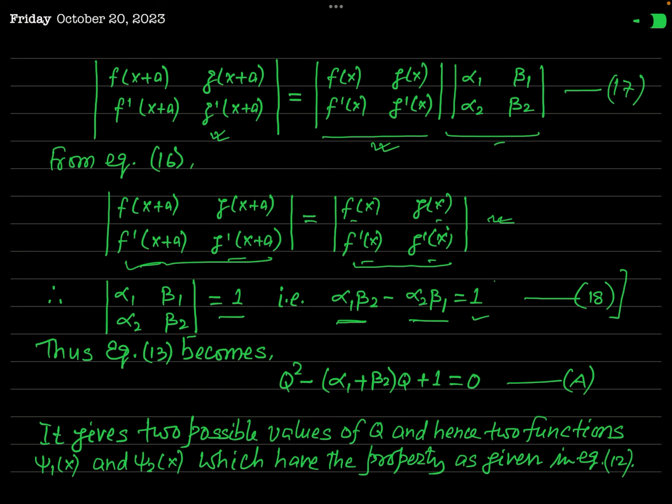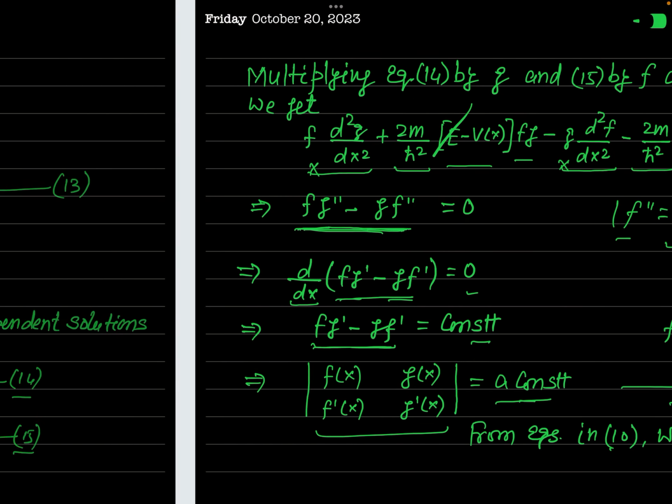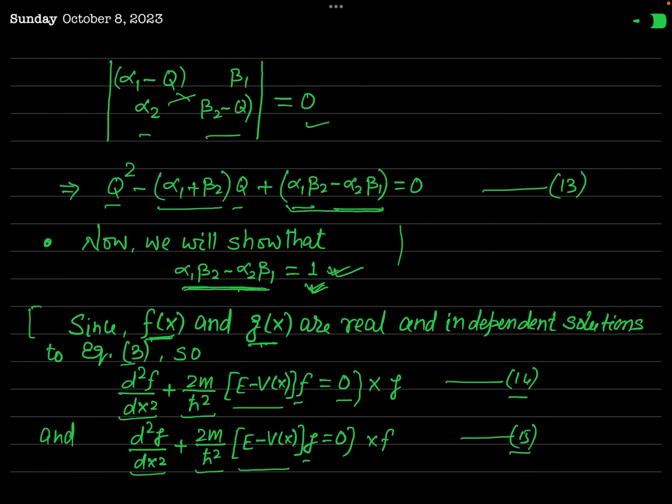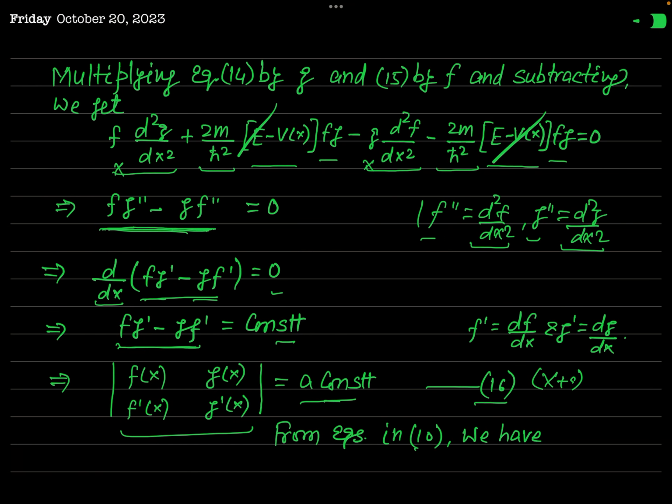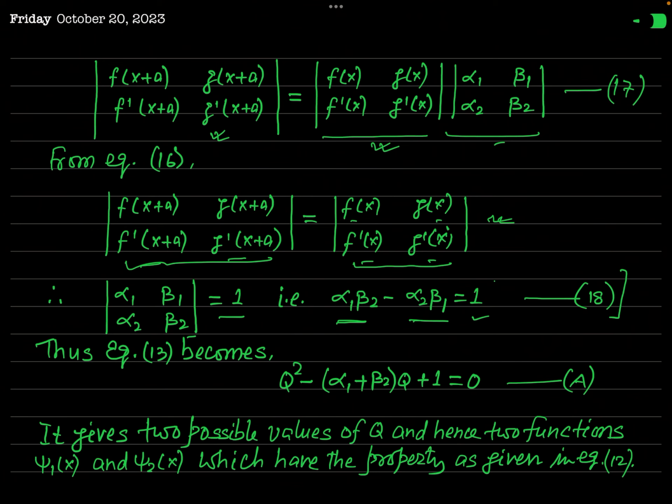And I have told you earlier that for your examination purpose there is no need to prove this result. You can directly say that this term is equal to 1 and skip all these steps in your answer in your examination. Okay, so then you can directly write equation 13 in this manner: q square minus (alpha 1 plus beta 2) times q plus 1 equal to 0. Actually this is the most important result here, because the solution of this equation will give the idea of the allowed energy bands in solids and the forbidden energy bands.